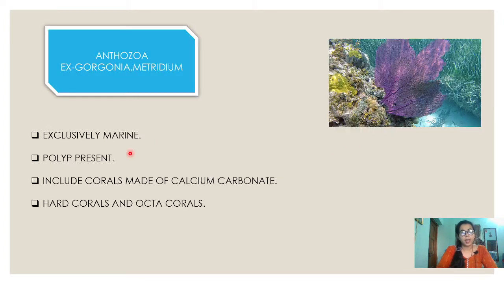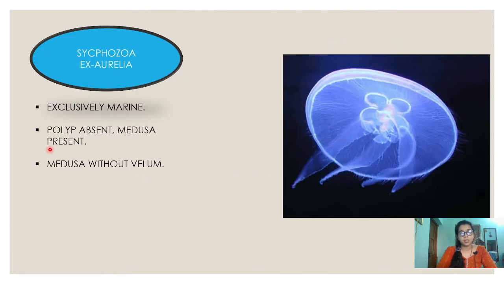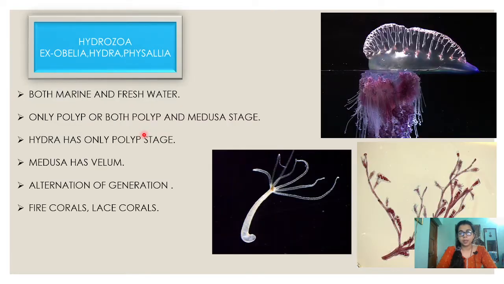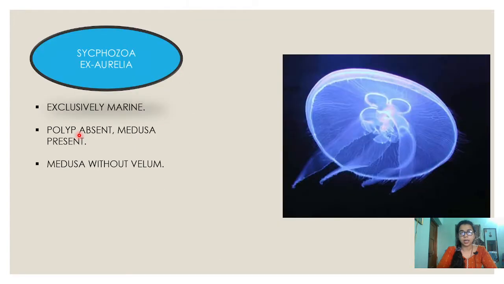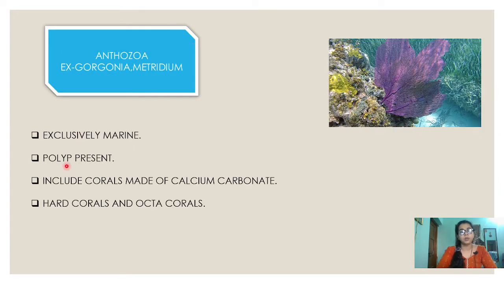Then Anthozoa. The Anthozoa, their examples are Gorgonia and Metridium, or sea anemone you can say. They are also exclusively marine, and here only polyp is present, medusa is absent. Here polyp is absent, medusa only present. In the previous case both polyp and medusa, or only polyp will be present, and in this Anthozoa only medusa is seen. This is important to note down.